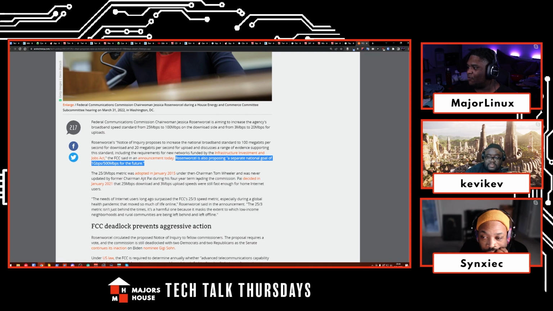Also, we got this line here: Rosenworcel, I'm so sorry, is also proposing a separate national goal of 1 gigabit per second down, 500 megabits per second up for the future. Ooh, that's nice. Once again, not one complaint from me. This is good news. And get them damn ISPs under control. It's a utility. It should be treated as a utility.